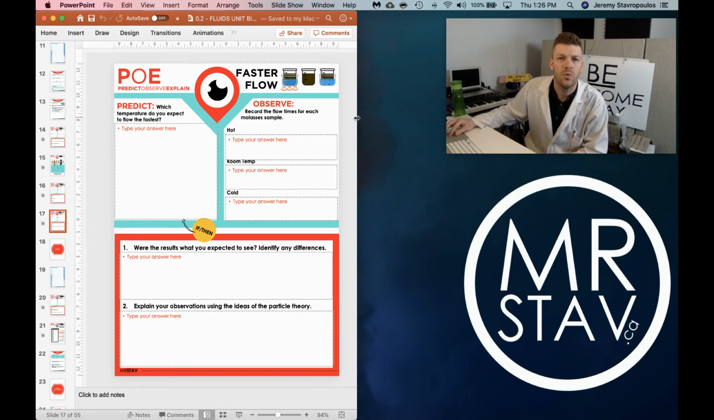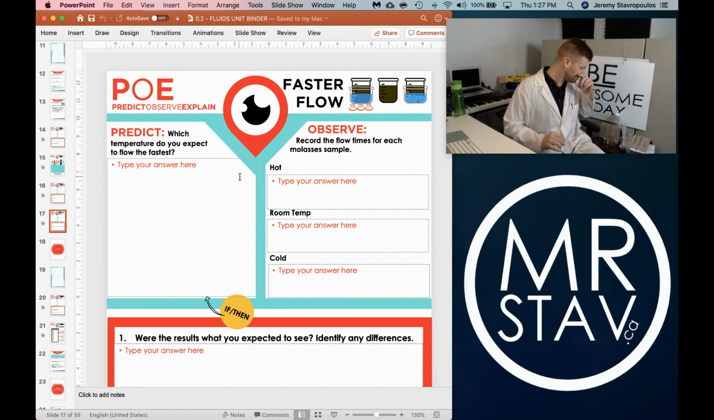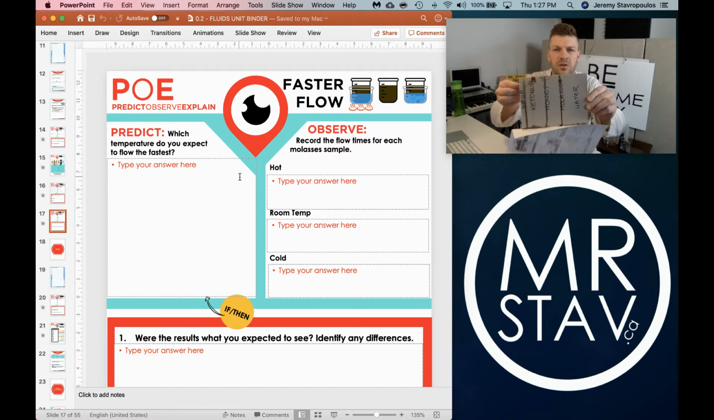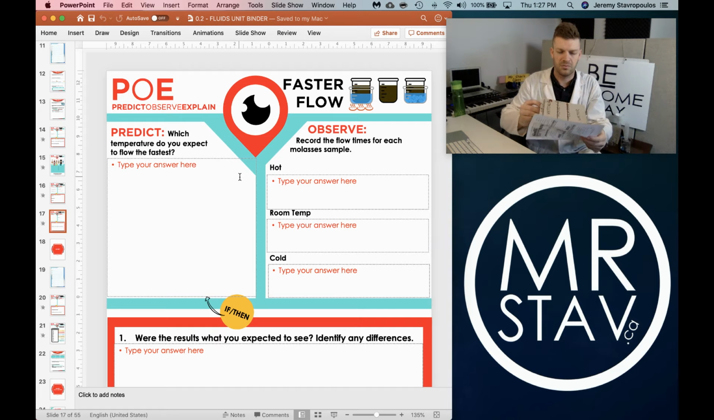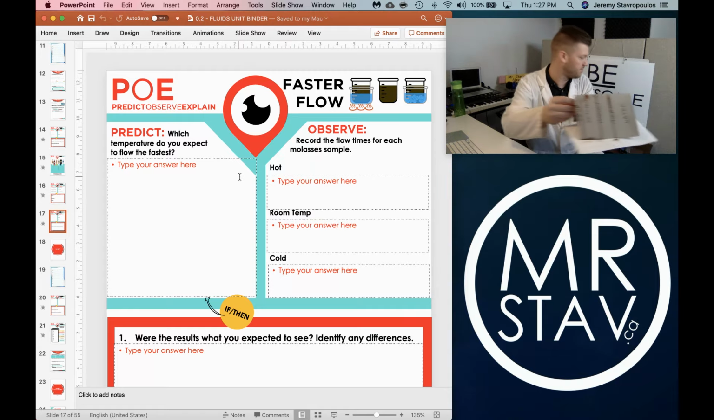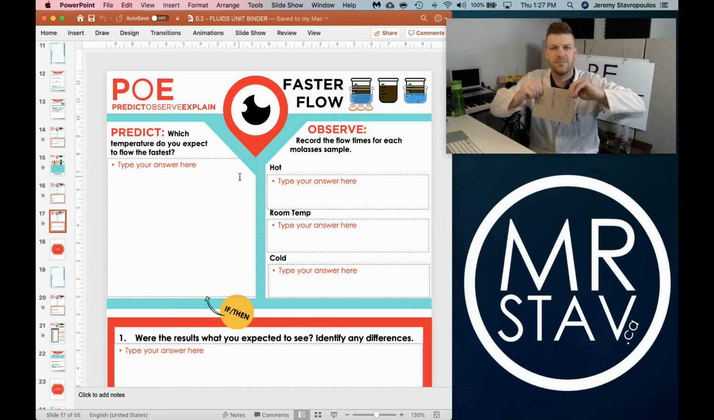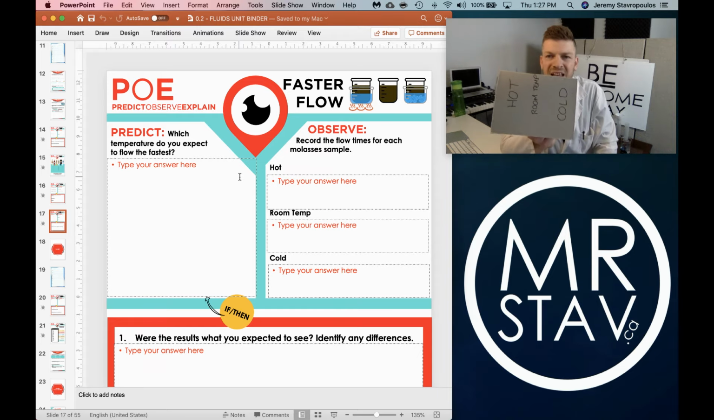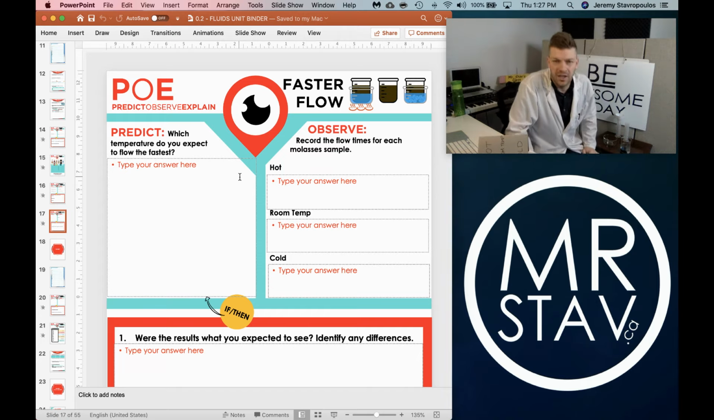So we are going to pour molasses. In our last lesson, we looked at the viscosity, and we were actually surprised about how fast molasses was compared to what we thought. Today, we're going to do a very similar experiment. However, we are only going to be pouring molasses, and we're going to be pouring a hot molasses, a cold molasses, and a room temperature molasses.